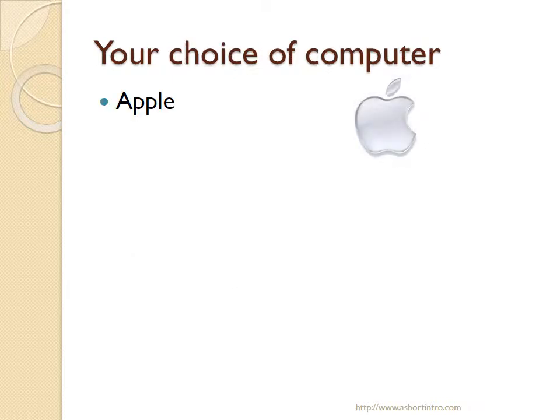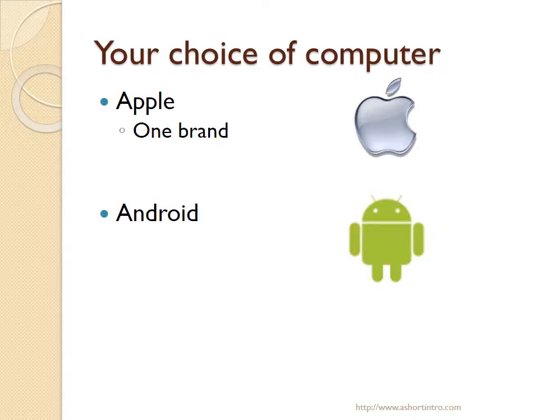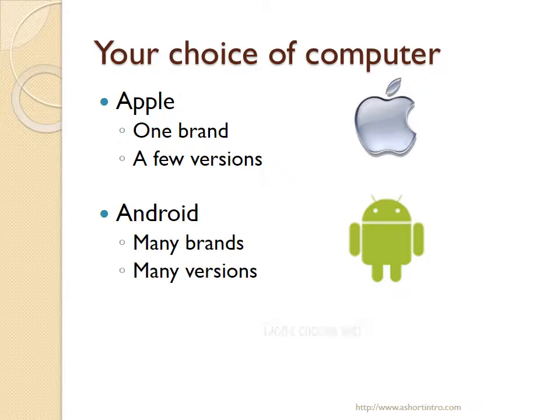There are two major worlds of smart devices, and they are Apple and Android. Apple is made only by Apple, while there are many brands of Android devices. They have more things in common than differences. There are only a few everyday, average user functions that a smart device can't handle.